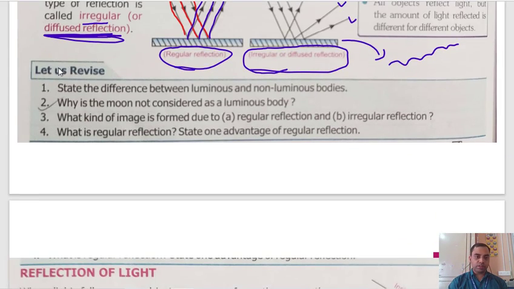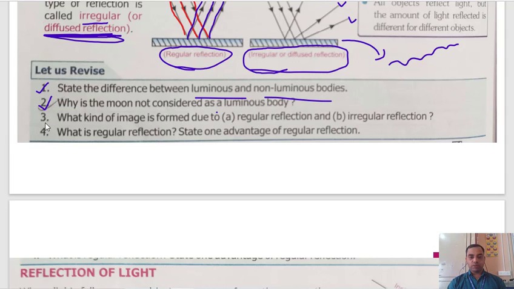So let us revise. You can try some of the questions. Say the difference between luminous and non-luminous objects. We have already discussed. Why is the moon not considered a luminous body? Very important question, because the moon does not have its own light. It only reflects the light coming from the sun. It behaves like a mirror.